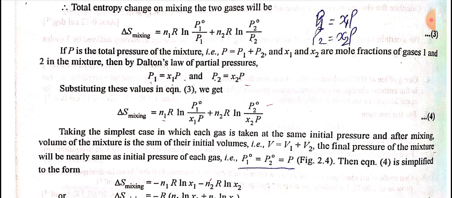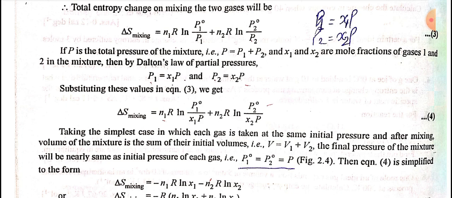Total entropy change on mixing the two gases will be n1 R ln(P1⁰/P1) + n2 R ln(P2⁰/P2). If P is the total pressure of the mixture, that is P = P1 + P2, and x1 and x2 are the mole fractions of gas 1 and gas 2 in the mixture, then by Dalton's law of partial pressures, P1 = x1P and P2 = x2P. ΔS mixing = n1 R ln(P1⁰/x1P) + n2 R ln(P2⁰/x2P).